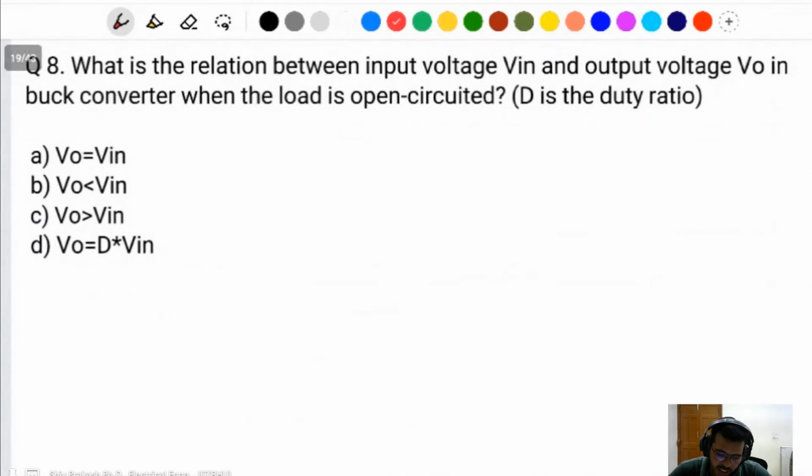Next question, what is the relation between input voltage V in and output voltage V output in a buck converter when the load is open circuited? A, V output is equal to V in. Yes, correct.